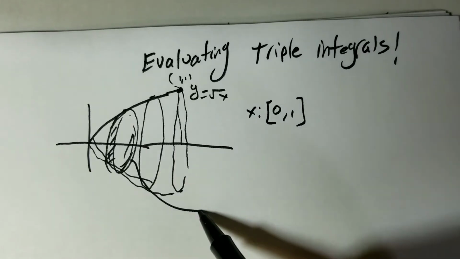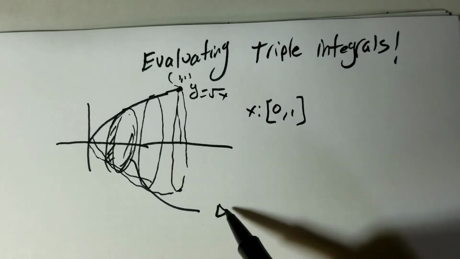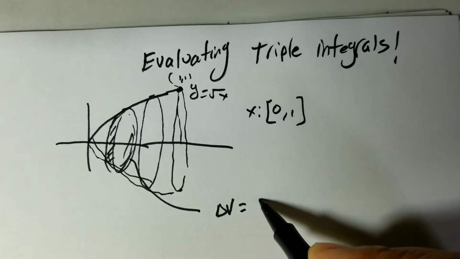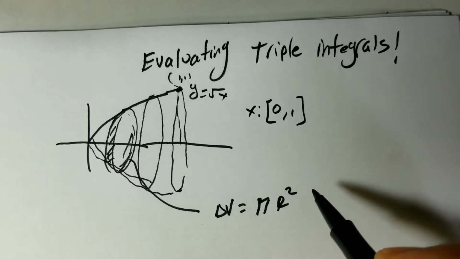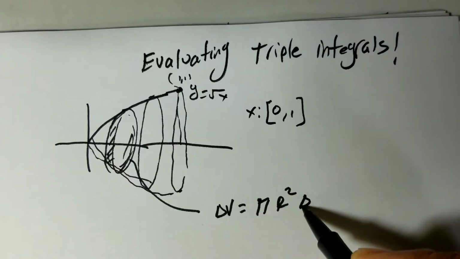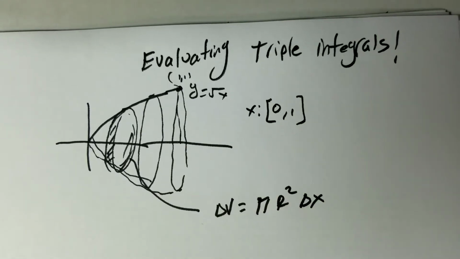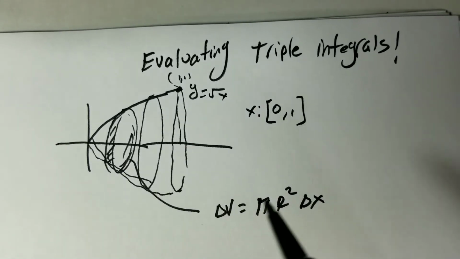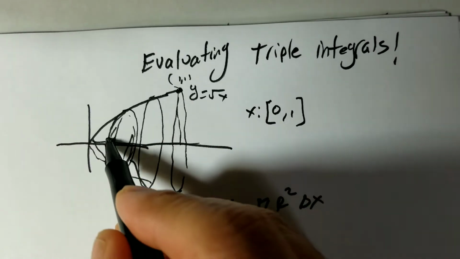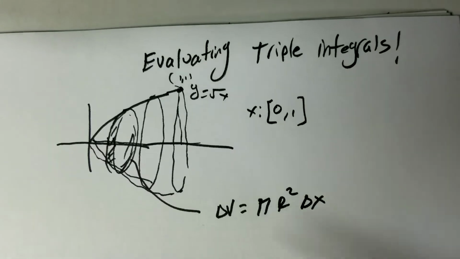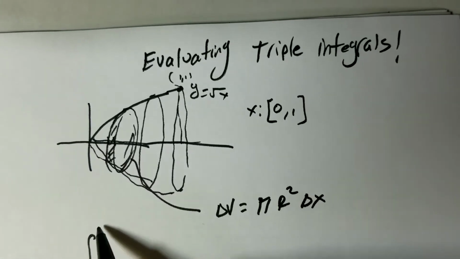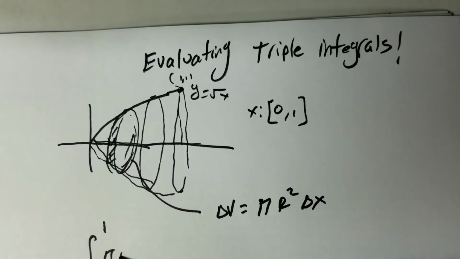First, you pulled one disk out, and you said the volume is the base area, which is pi r squared, times the thickness, which is a dx. And we do it with respect to x because our x is fixed, and then we can make the thickness of each of these disks a dx. Then we said we're going to evaluate it from 0 to 1, pi r squared dx.